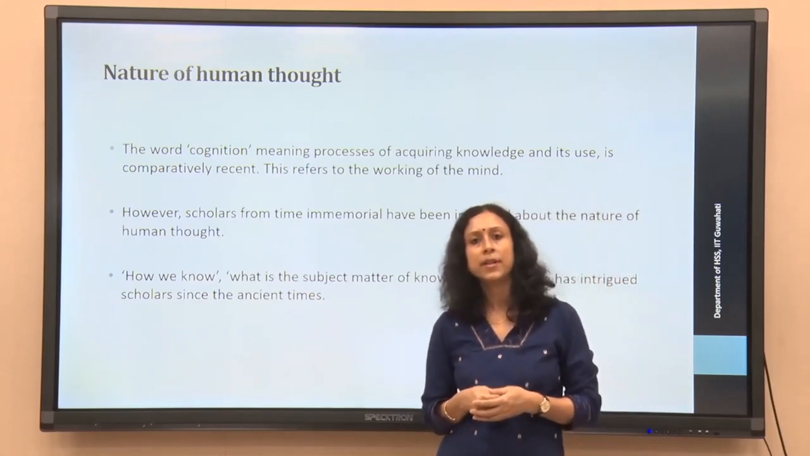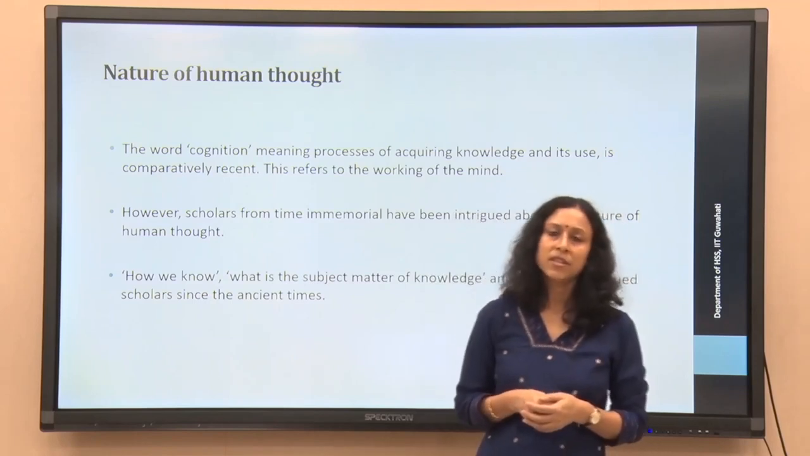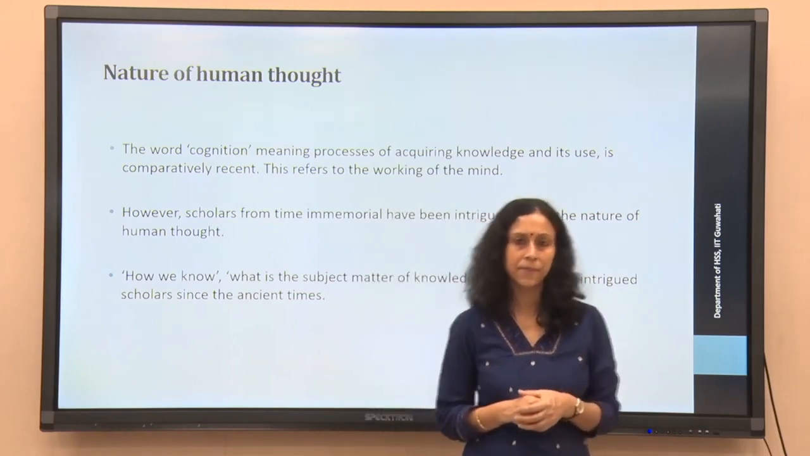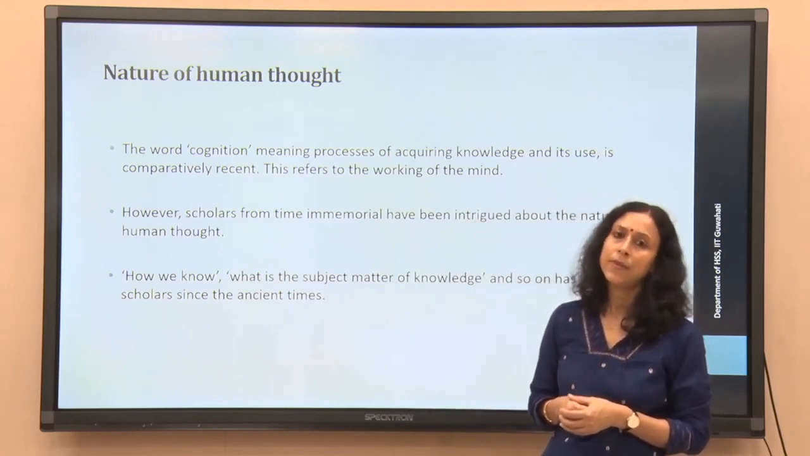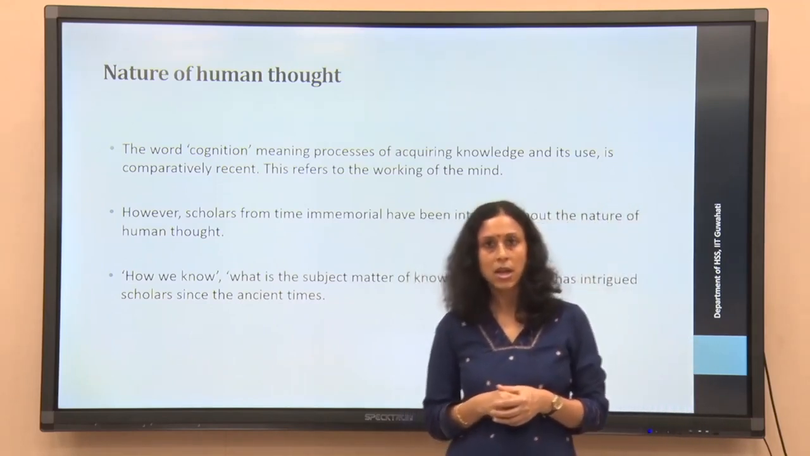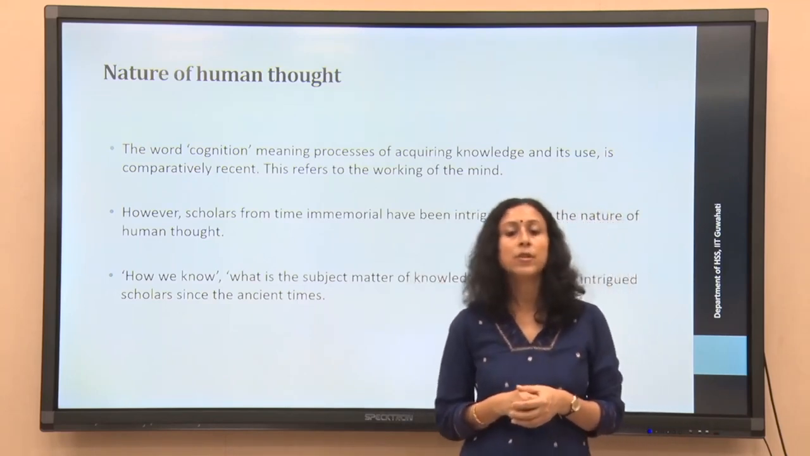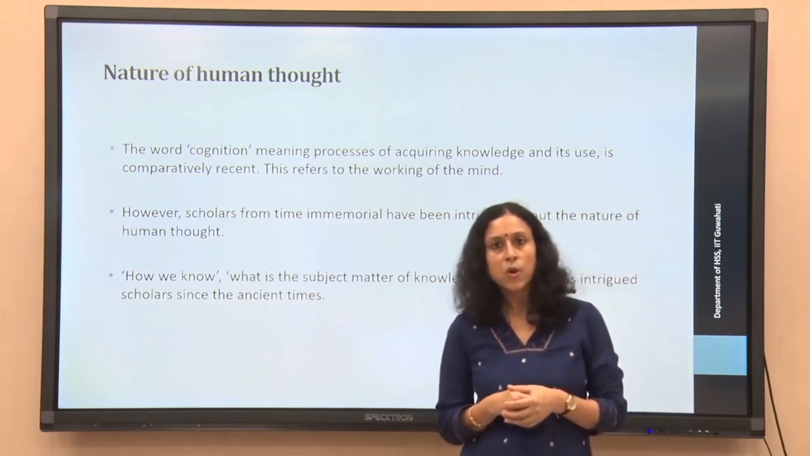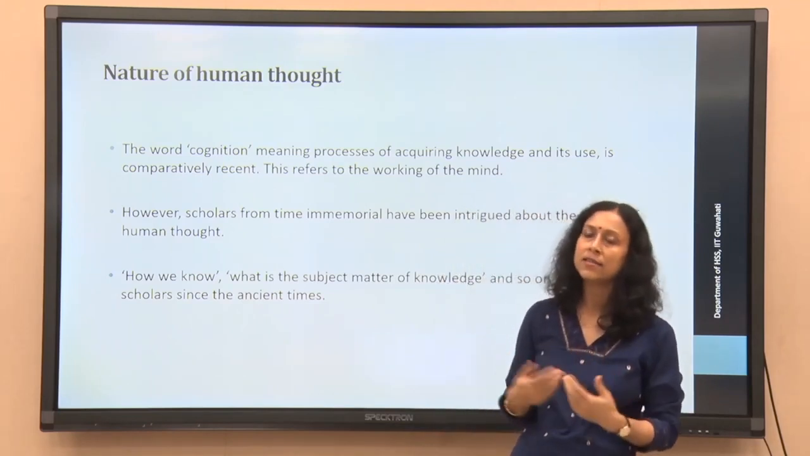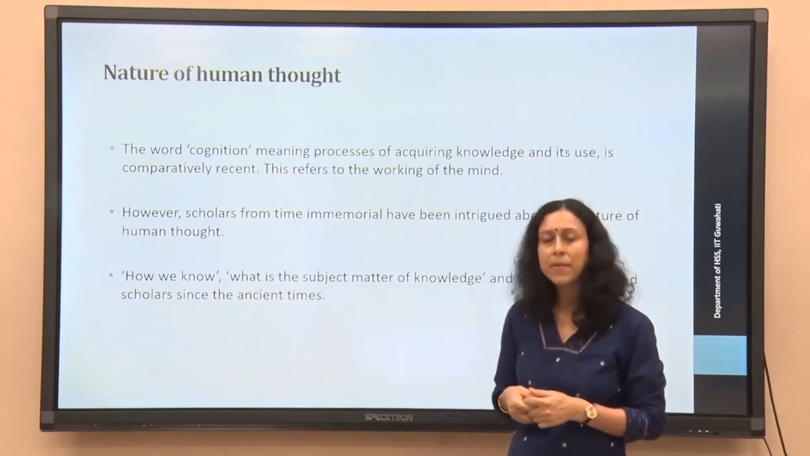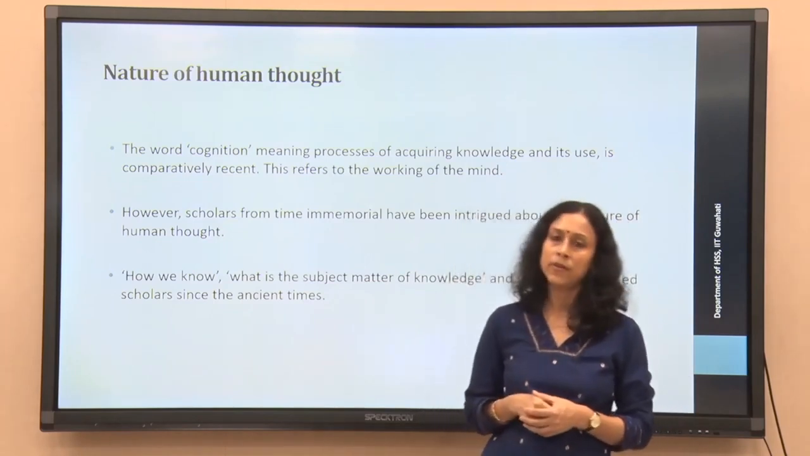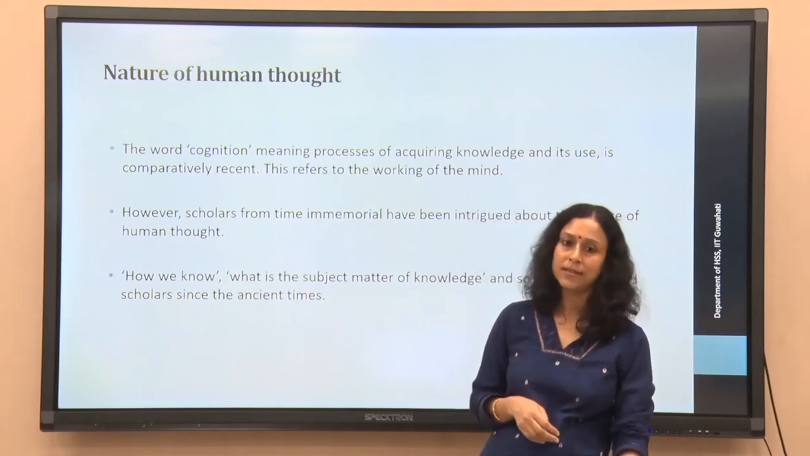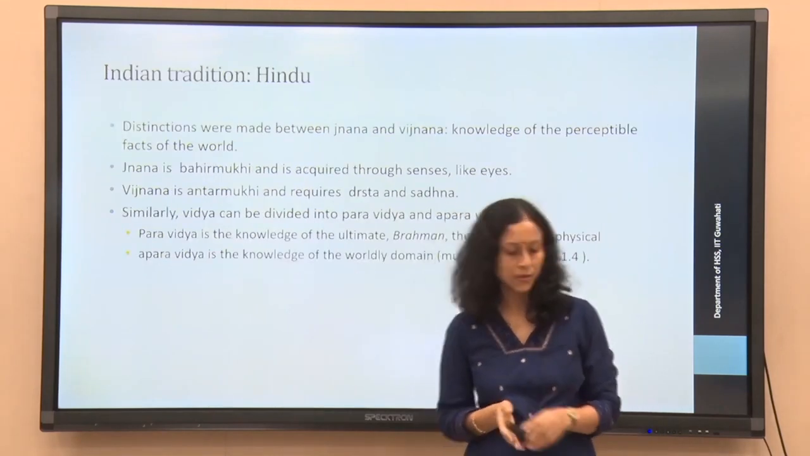this fundamental understanding has been around for a very, very long time. Cognition, in terms of its reference to the working of the human mind, has been around for a very long time. Scholars from time immemorial have been intrigued about the nature of human thought. How does the human brain work? How do we know? What is the subject matter of knowledge? These questions have always intrigued scholars from ancient times. In fact, these have been the primary questions that the oldest philosophers have always asked. In fact, philosophers are called the first cognitive scientists, the oldest cognitive scientists. So, that is how far back this goes.